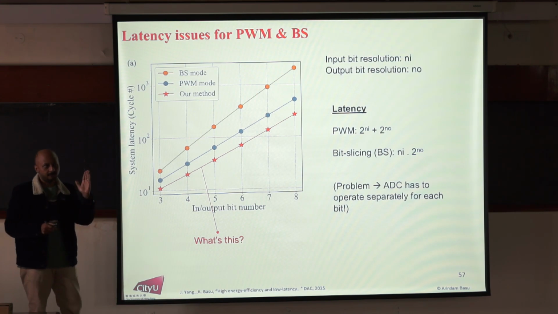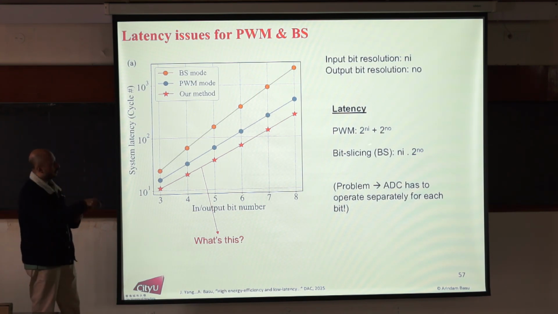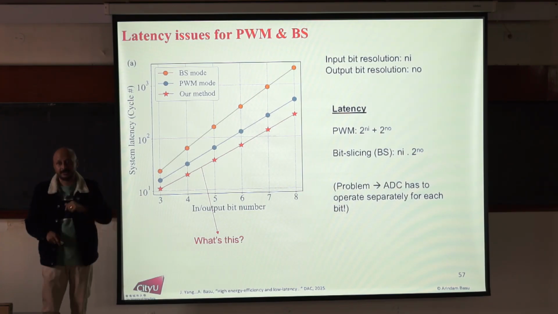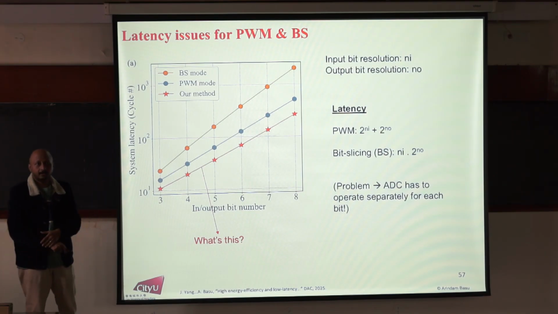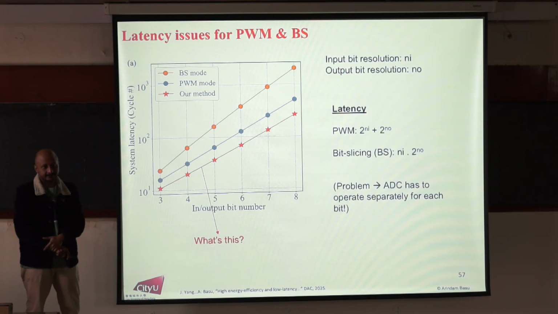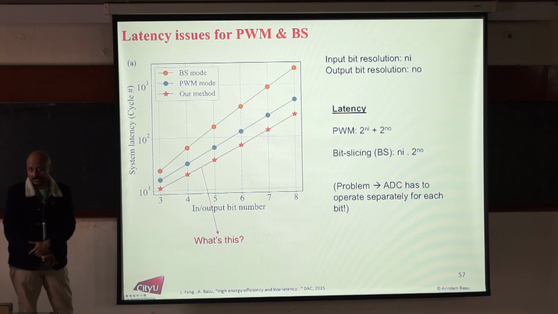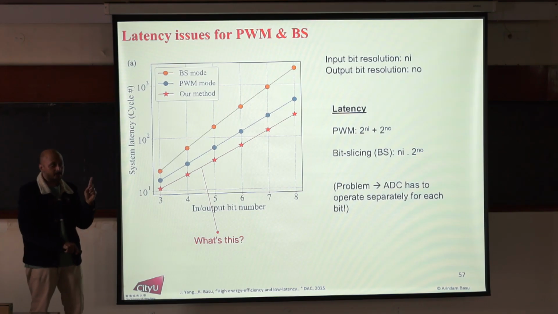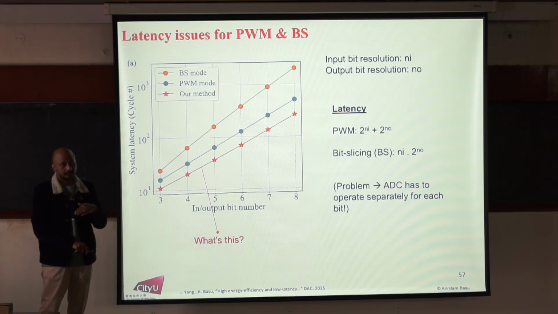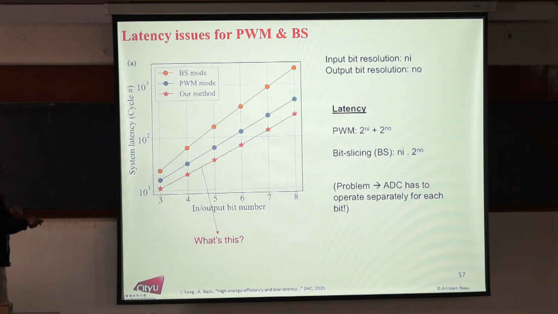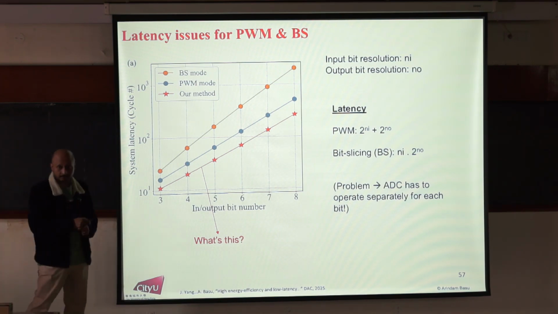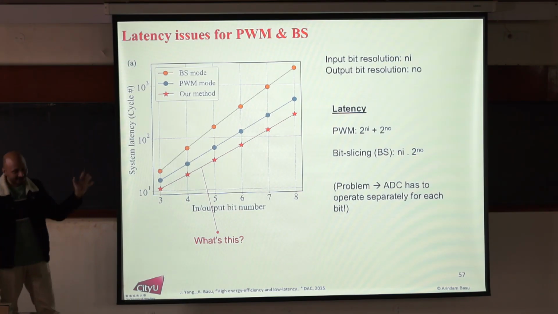Bit slicing, what happens? You give one bit, then for that single bit, you have to run your 2 to the power NO clock cycles for your ADC. Second bit, again 2 to the power NO clock cycles for the ADC. N bits, you need N times 2 to the power NO clock cycles. So you thought bit slicing was good, but at that time we did not think about the output ADC part. You're running the ADC every time for every bit. That is actually not good. So this bit slicing mode turns out to have more latency than PWM mode. Okay, so that's why again you have to look at the whole system and then analyze.